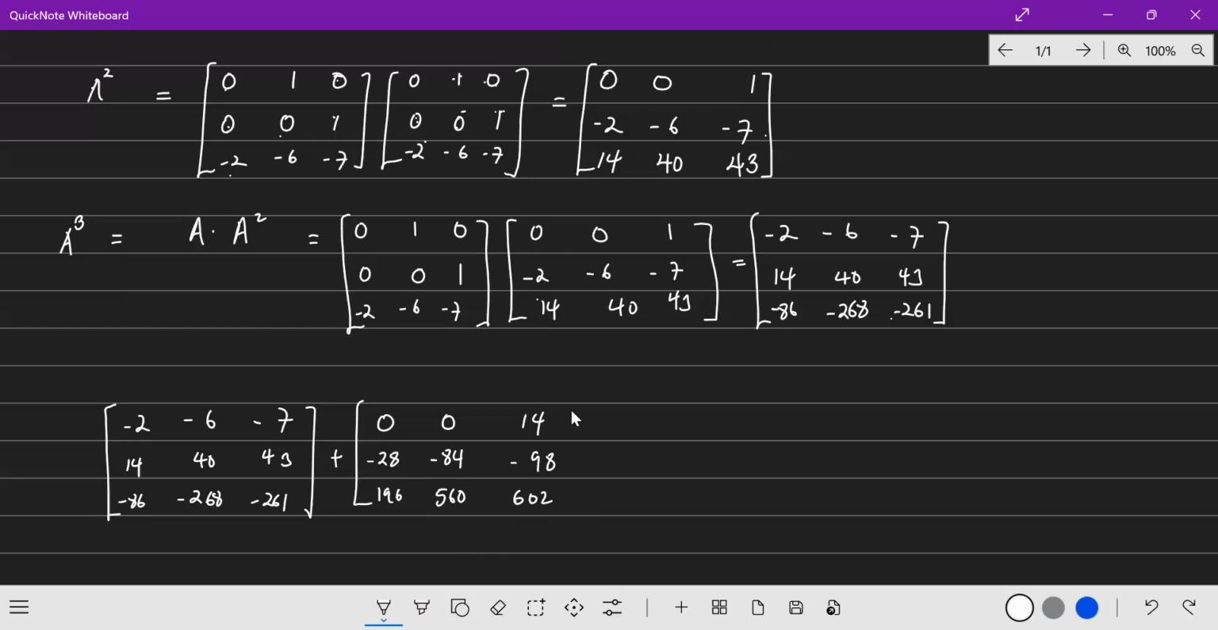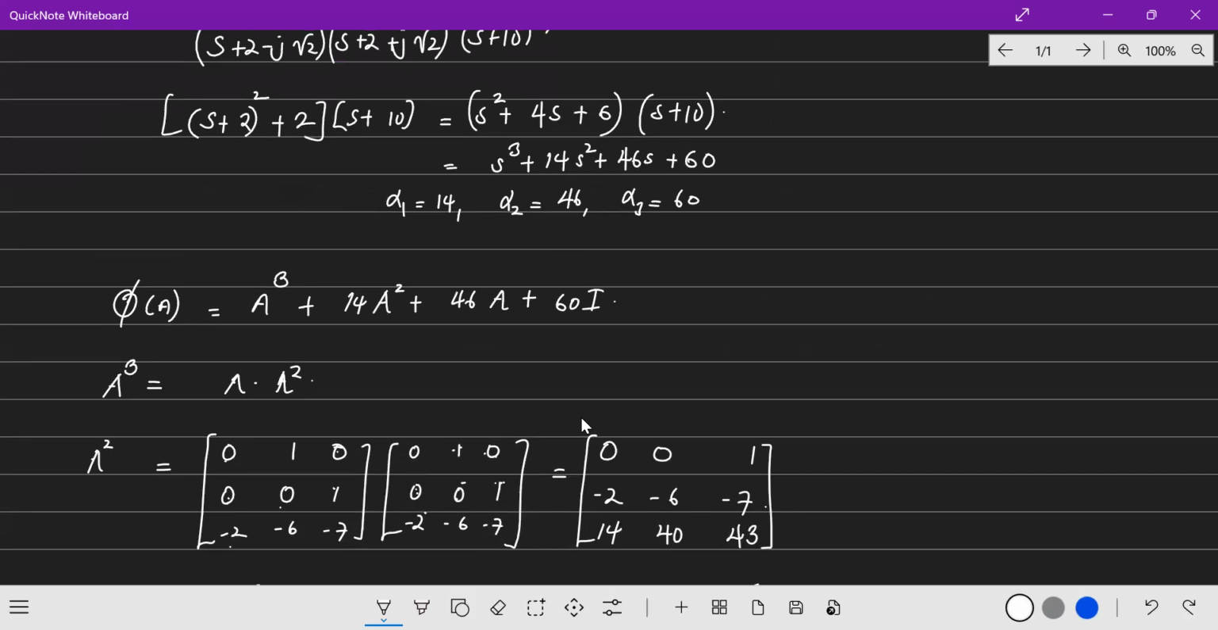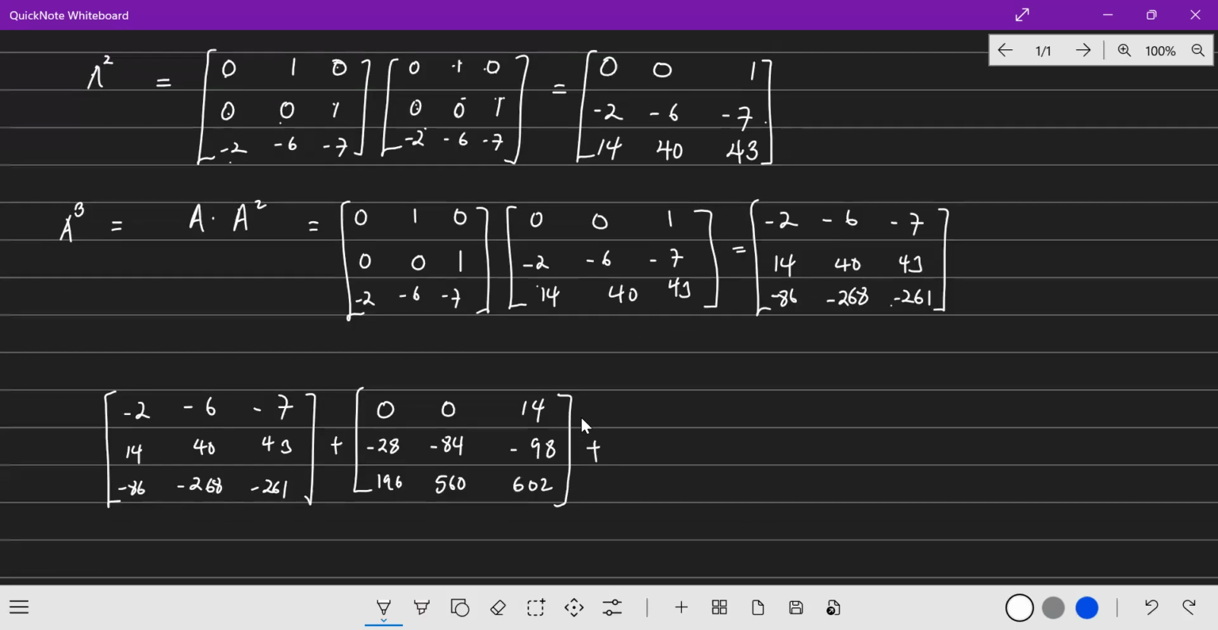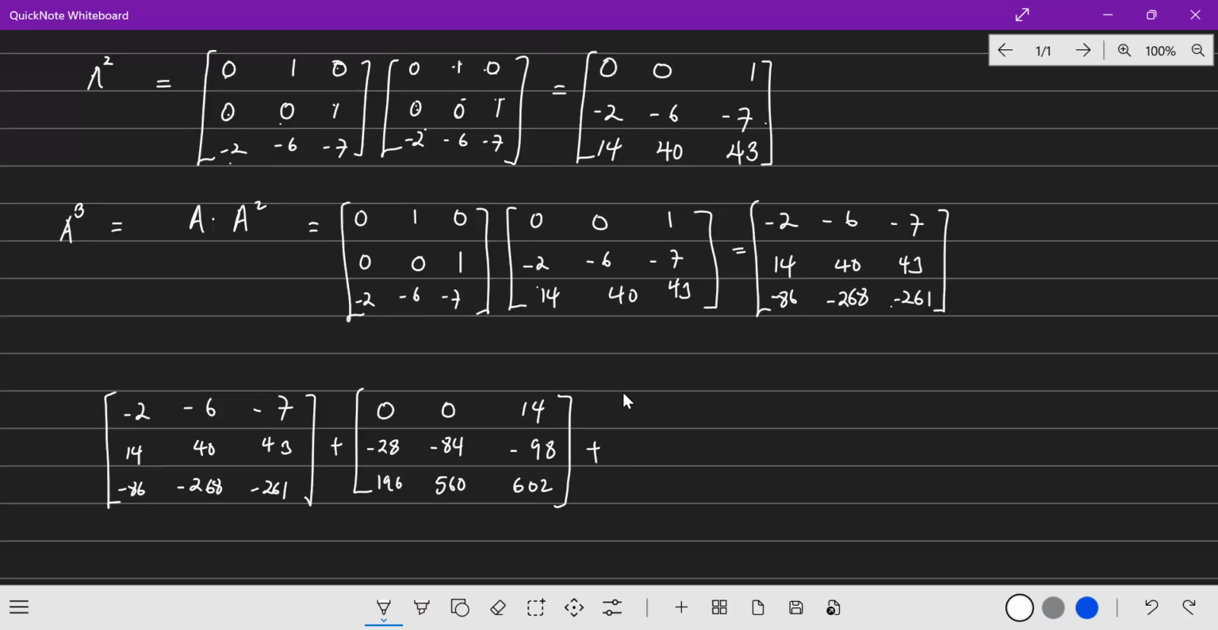Okay, so that is it: 14 times A squared. And then the next one is what? 46 by matrix A, right? Matrix A by 46, so each element in matrix A is multiplied by 46. The first one will be 0, and this will be 0, 0, 0, 46.